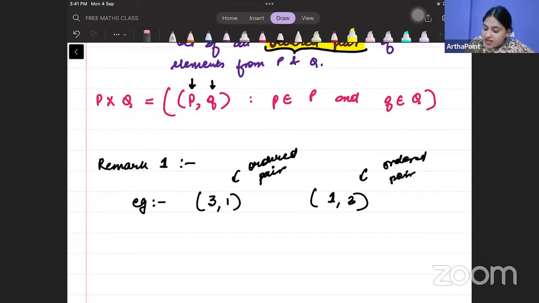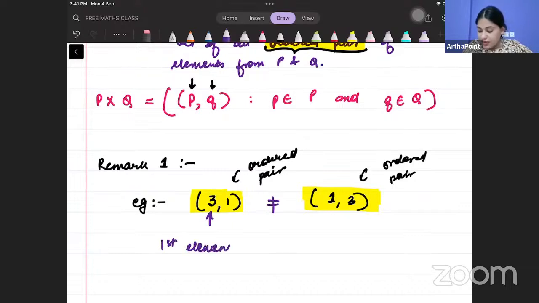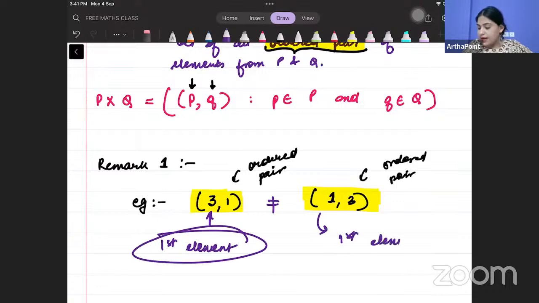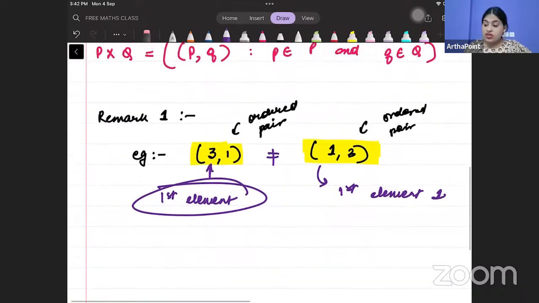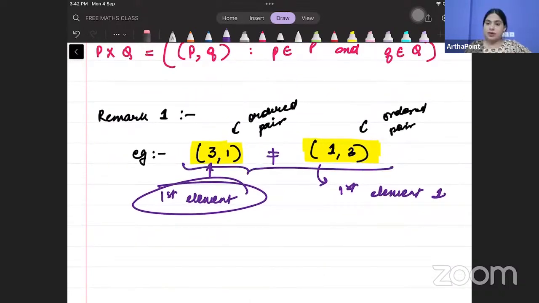Right? This has elements 3 and 1 in it. This has elements 1 and 3 in it. This is not equal. ये दोनों equal नहीं हैं. Why? Because its first element is 3. इसका पहला element 3 है. And its first element is 1. इसका पहला element 1 है. So the first elements are not the same. So these two are not equal ordered pairs.